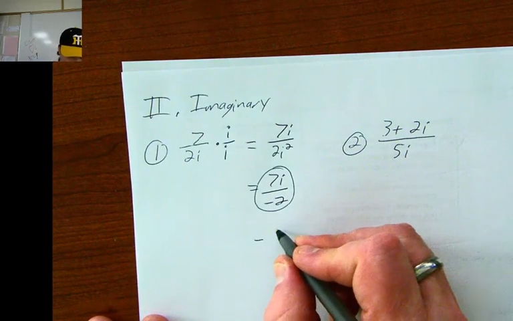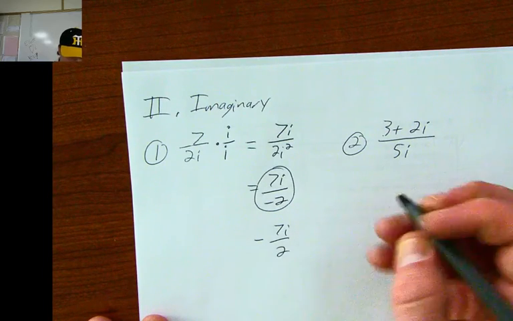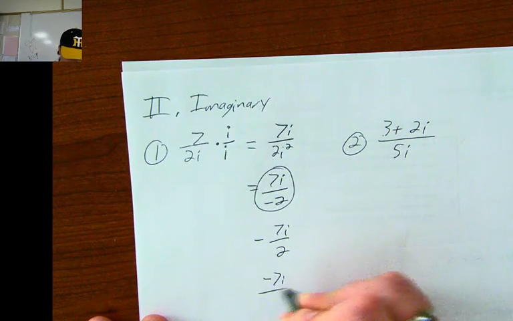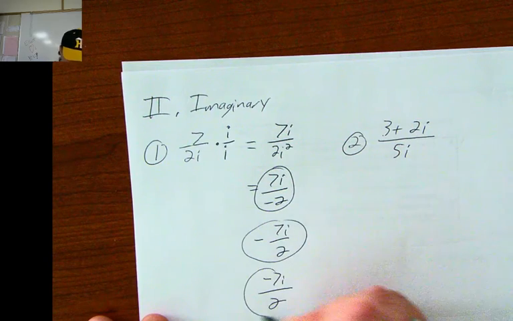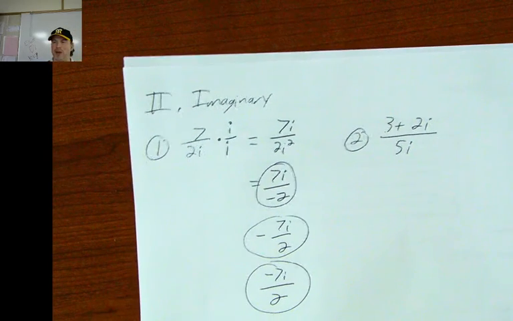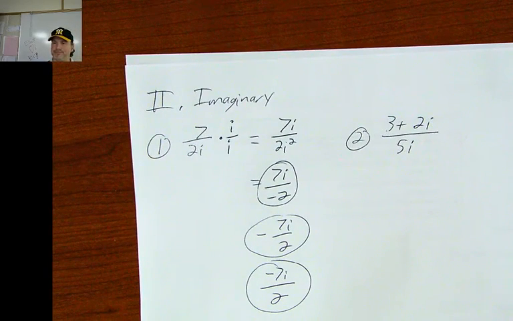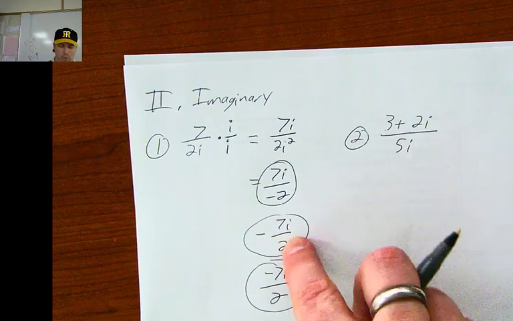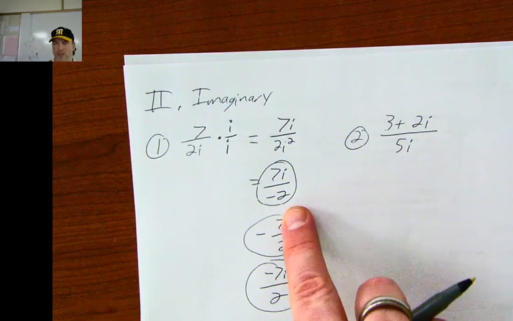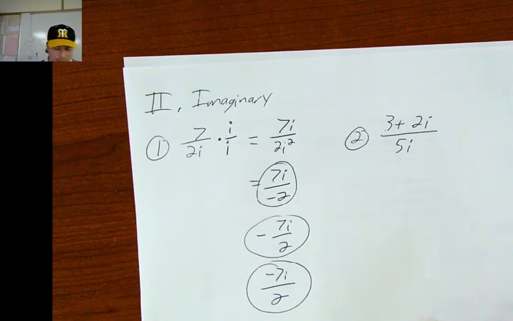You could change it so that it's negative 7i over 2. You could put the negative on the numerator. Doesn't really matter. The answer is still the same no matter how you look at it. I prefer one of these two answers. I don't normally like having a negative on the denominator, but it is mathematically correct and you'll get it marked right.